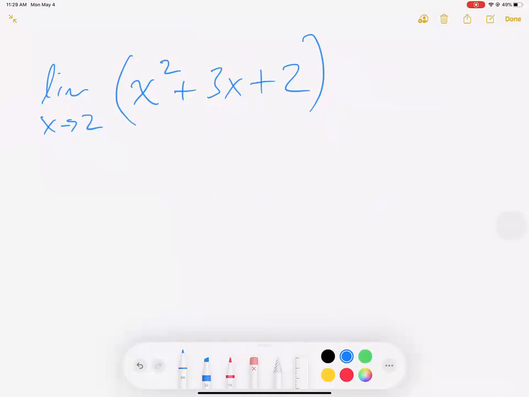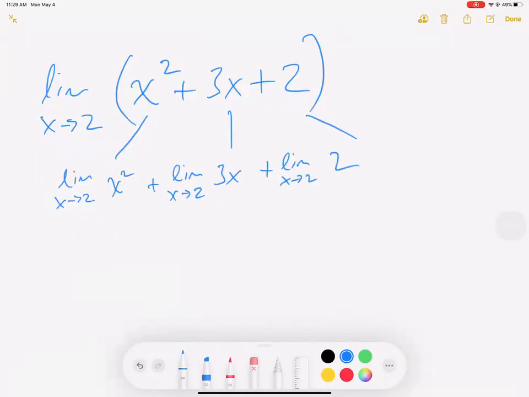So these are our boundary. These are our game rules. So let's do it the long way. The long way is if I separate this into 1, 2, 3, because the plus sign, this is really the limit as x approaches 2 of x squared plus the limit as x approaches 2 of 3x plus the limit as x approaches 2 of 2.